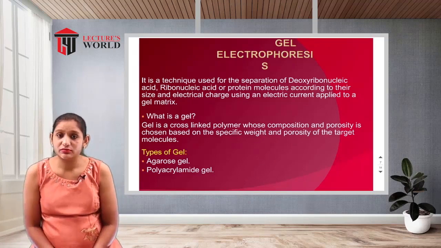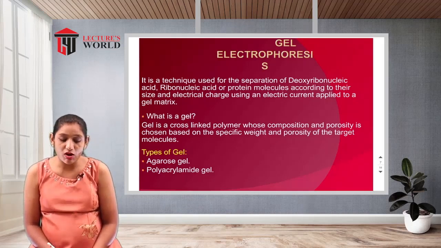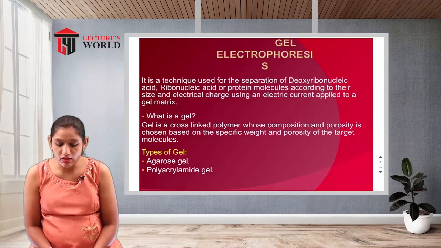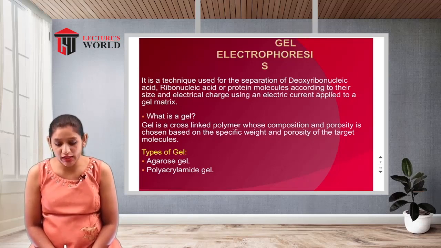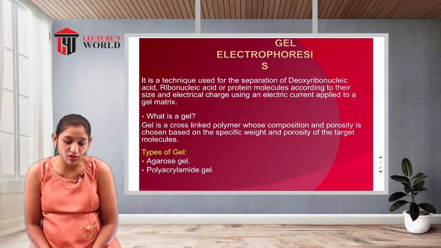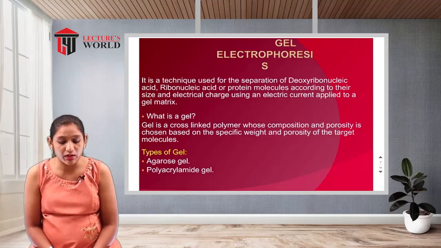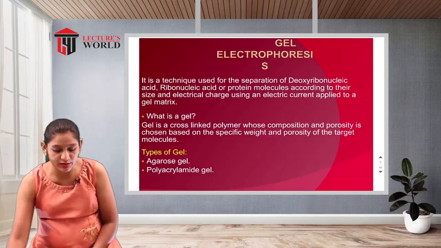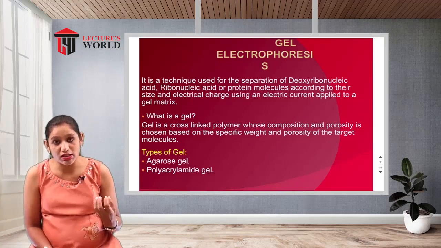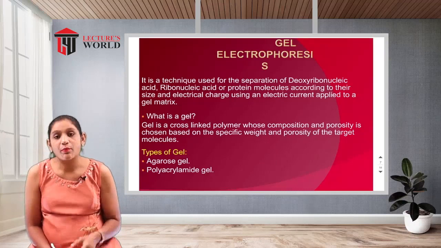What is the gel? Now let's focus on it. The gel is a cross-linked polymer whose composition and porosity are chosen based on the specific weight and porosity of the target molecules. The gel is a cross-linked polymer, whose composition and porosity are chosen based on the specific weight.